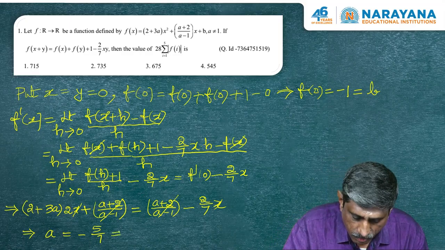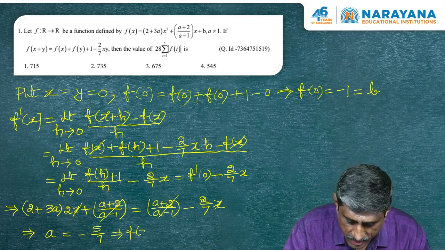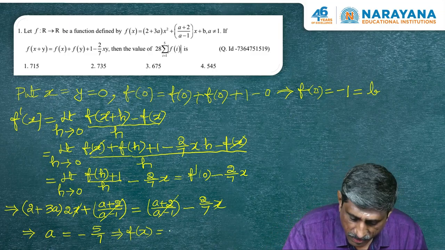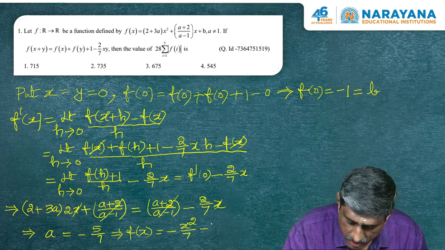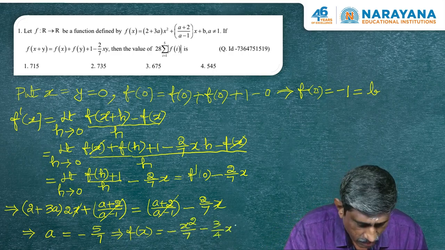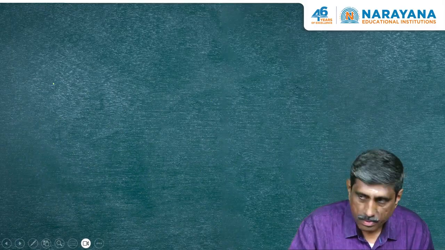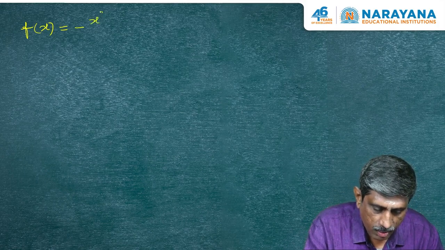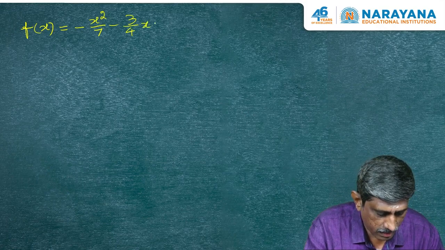When we simplify, from this we get the function f of x. This is f of x is equal to, when you put the values of a and b here, finally we are getting the value of f of x as minus x square by 7 minus 3 by 4 into x minus 1. This is the function f of x. We found the value of f of x as minus x square by 7 minus 3 by 4 into x minus 1.